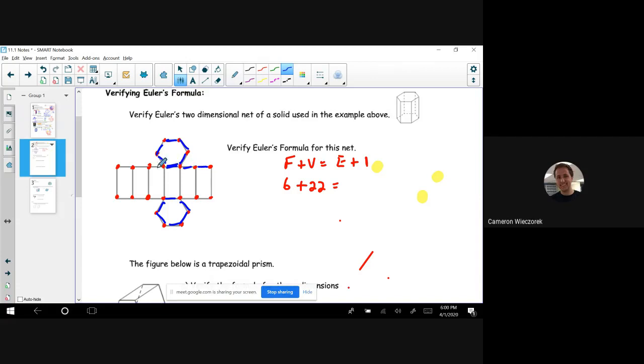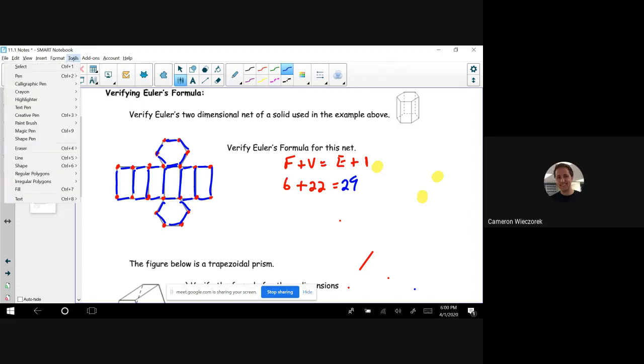Oh, we already counted that one. 15, 16, 17, 18, 19, 20, 21, 22, 23, 24, 25, 26, 27, 28, 29. Looks like I missed something. Oh, apparently I can't count. There are 6 rectangles plus 2 hexagons. That's 8 faces, not 6.